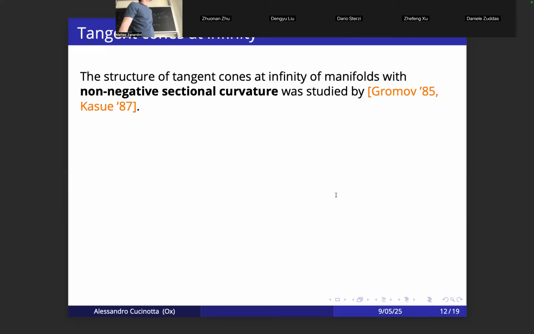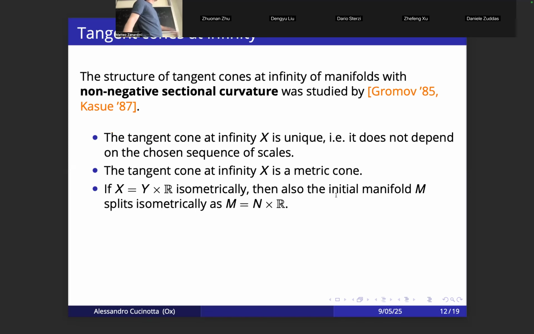So a few comments. All that I'm going to say now holds only for the tangent cone at infinity of manifolds with non-negative sectional curvature. So this assumption is very important. These tangent cones at infinity have a lot of properties, and these properties were studied by Gromov and Kasue. They were mostly stated by Gromov and then proved by Kasue. Okay, the main properties that we need are the following.